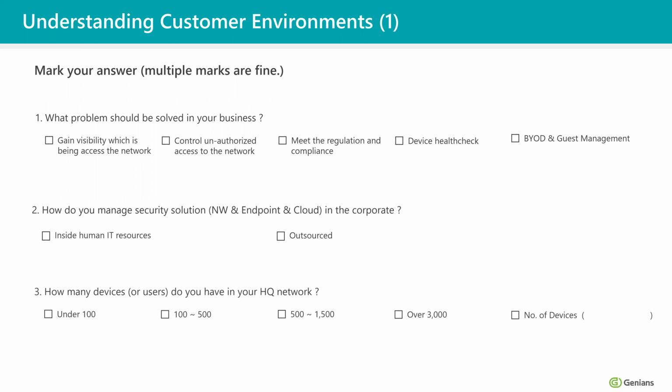Third question, how many devices or users do you have in your headquarter network? This question is mandatory for sizing Genians NAC for your customer environment. So if the company has both the headquarter and the branch, or only has the headquarter, you need to check how many devices should be managed. So please remind your customer to calculate both the current devices and also expected future devices.